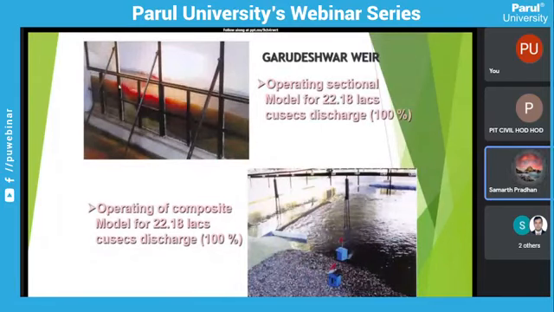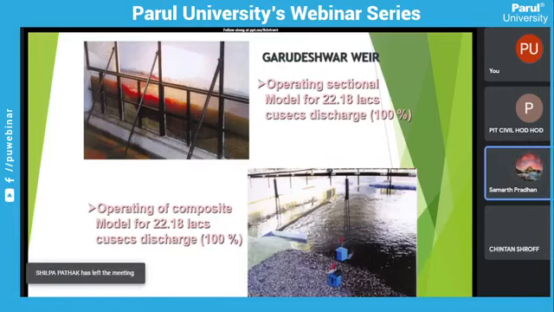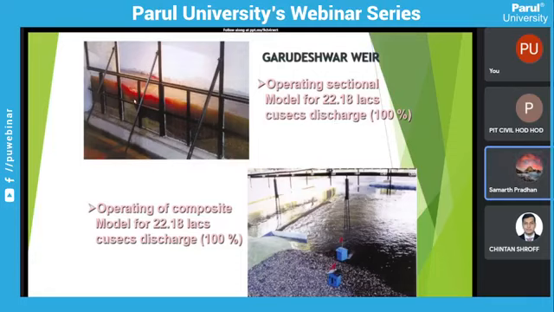Again, this is the running of the Garudeshwar Weir model. See, these are acrylic sheets, through which you can see the flow pattern. This model was run for 22.18 lakh cubic discharge. So here, this is the discharge. In 3D you can convert this discharge into model discharge and then run the model.